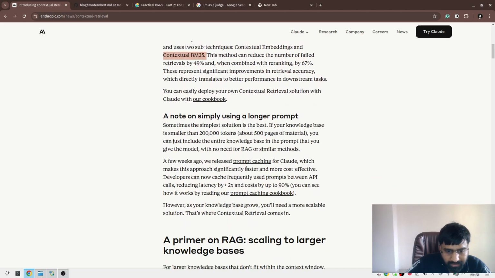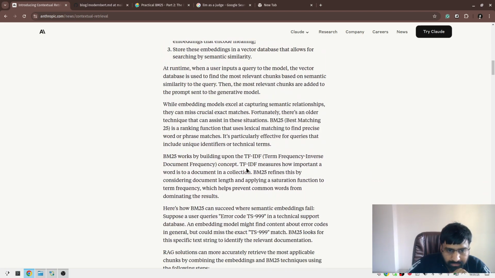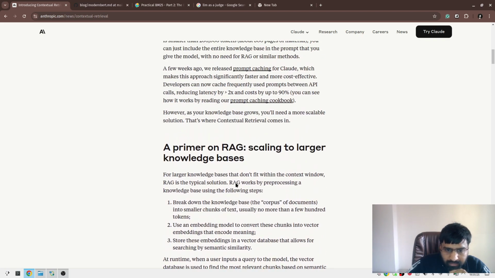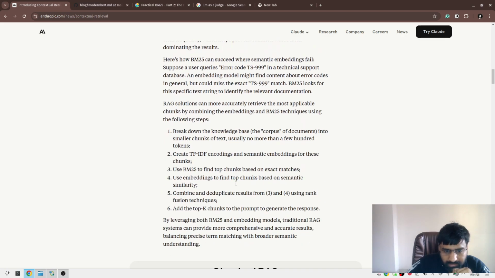So in this blog, let me see. Yeah. So basically over here, they have written this very clearly, that they have used TF-IDF encodings and semantic embeddings for these chunks. So they use BM25 along with the semantic embeddings. So what did they do? They use both the techniques.